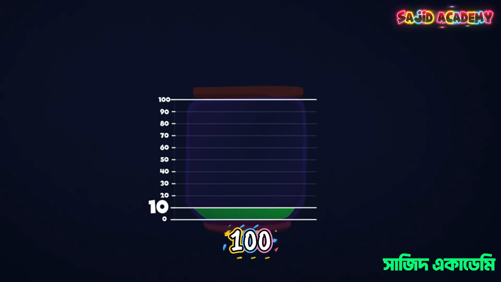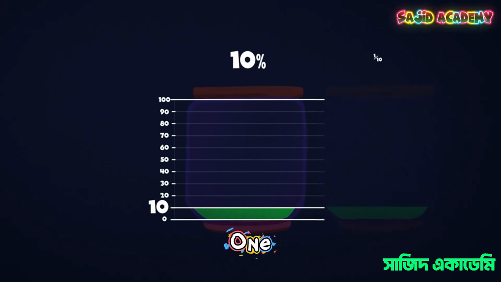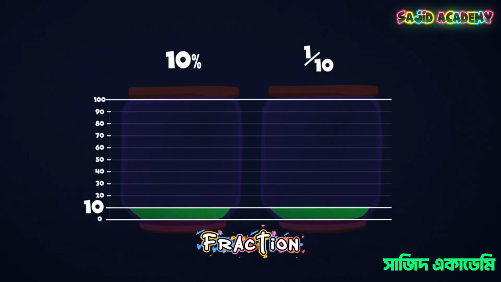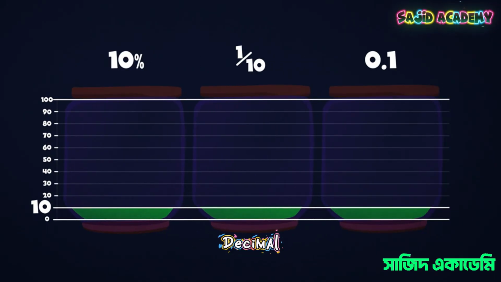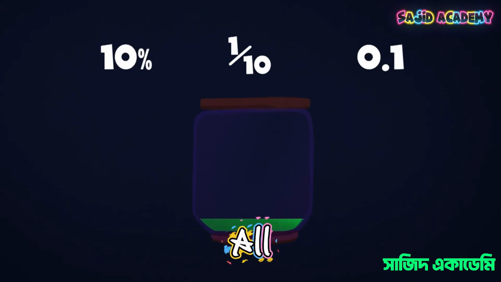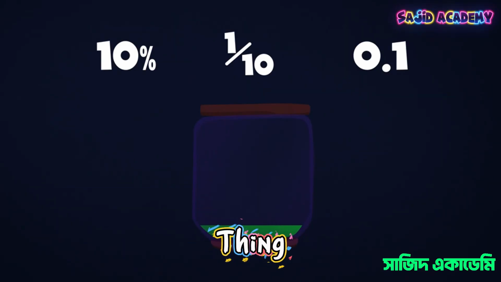10 out of 100 can be described as 10% as a percentage, 1/10 as a fraction, and 0.1 as a decimal fraction. They all mean exactly the same thing.